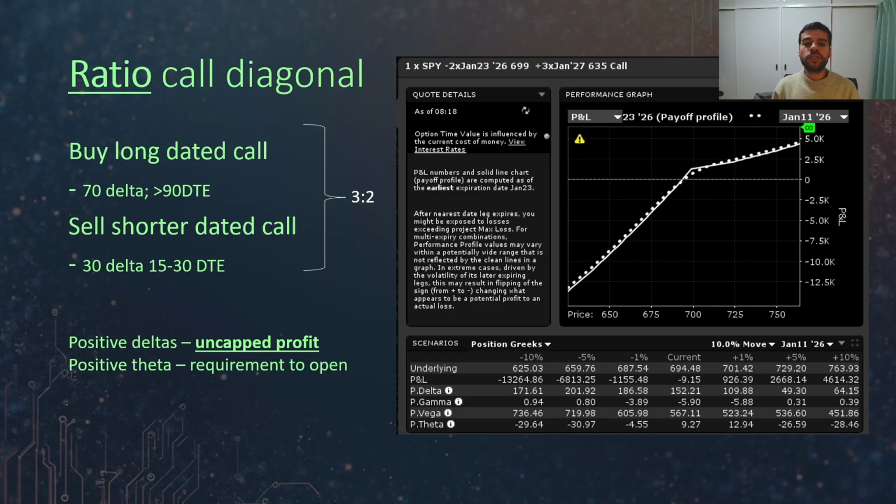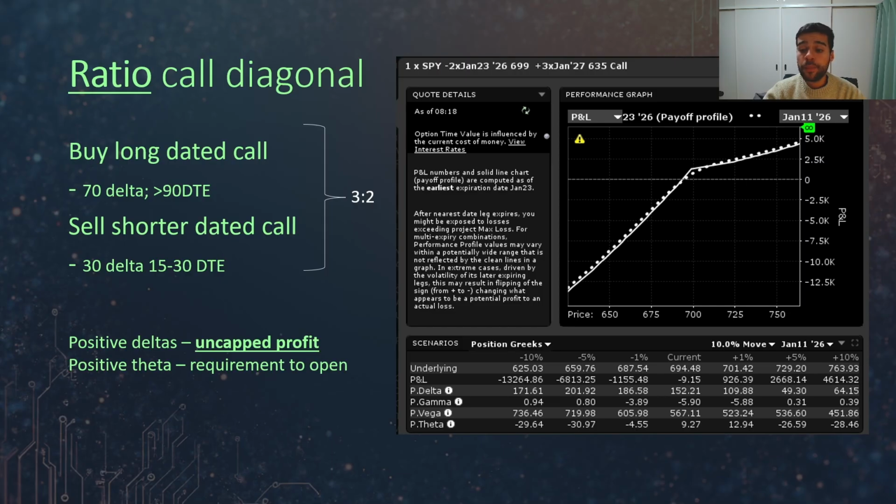You absolutely do not want to be in a situation where you are too correct and the price keeps dragging higher and you are starting to lose money because you are too correct and the price moves up too fast. That needs to be avoided. So for that, you need to uncap your profits by being at a ratio. I also like to structure this with a positive theta. So that's usually a requirement that I look to open.